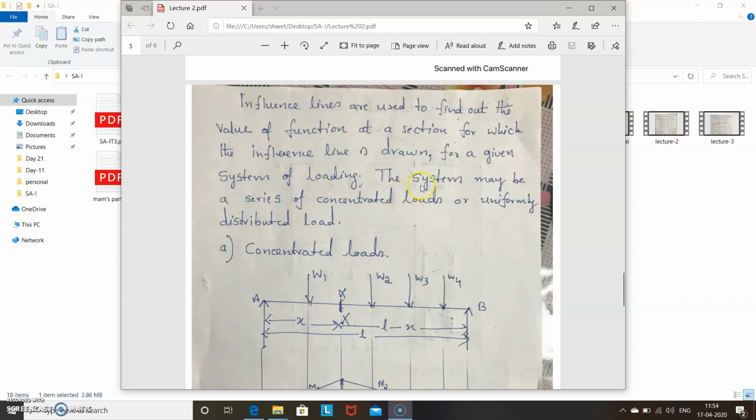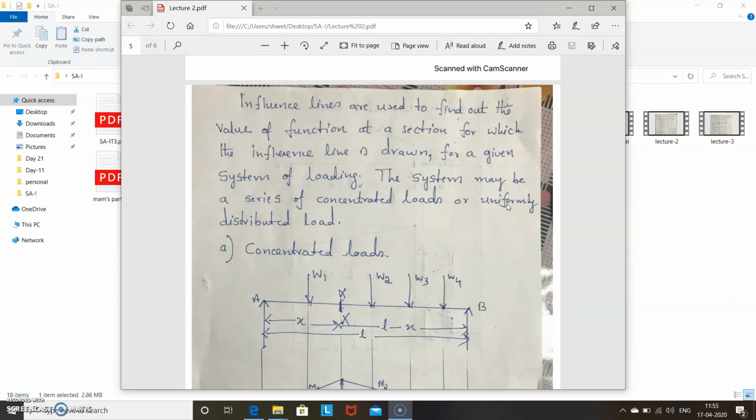This system may be a series of concentrated loads or uniformly distributed load, which means you have to draw ILD for the system or series of loads. It may be a single point load, or a 2-point load, or a series of concentrated or point loads, or uniformly distributed load. Under uniformly distributed load there are two categories: smaller than the span and larger than the span.